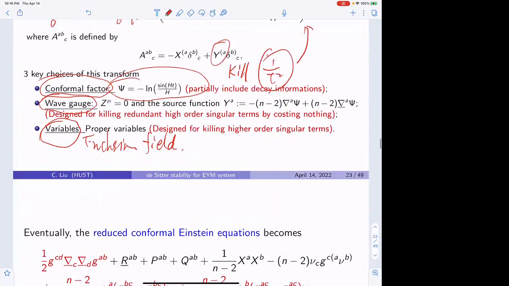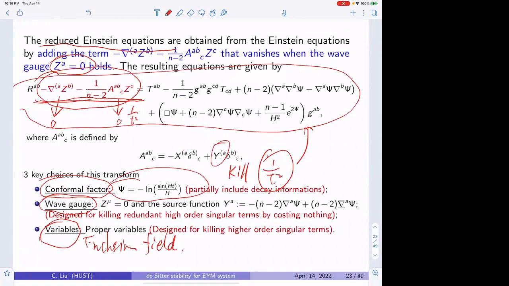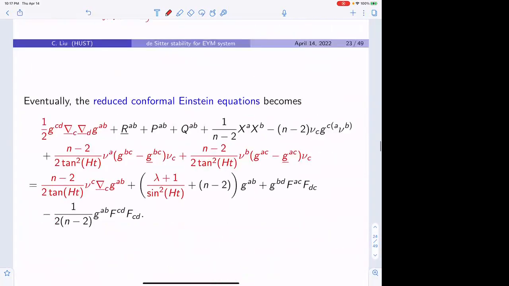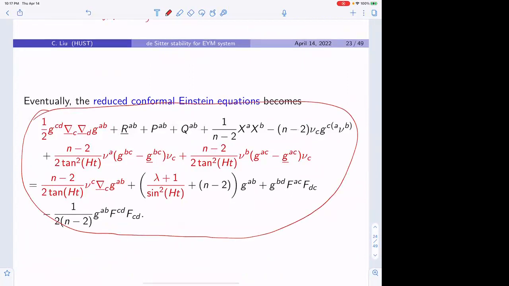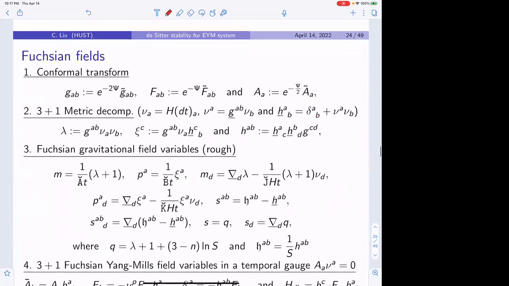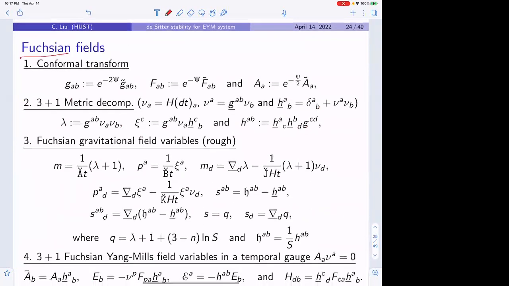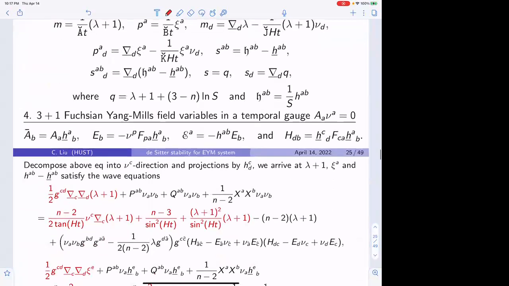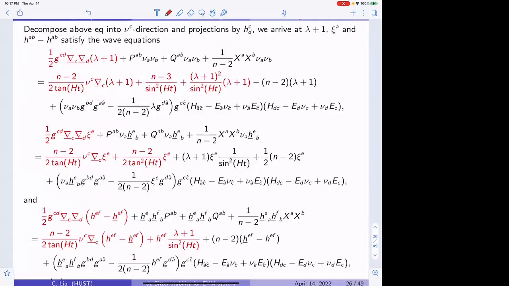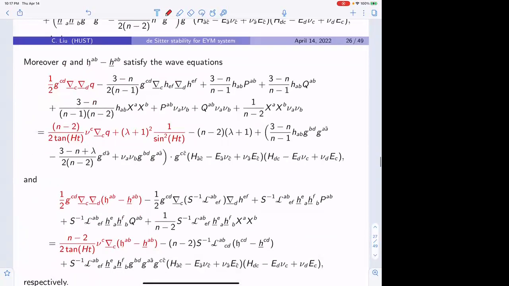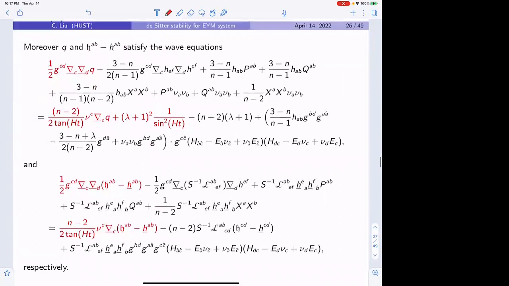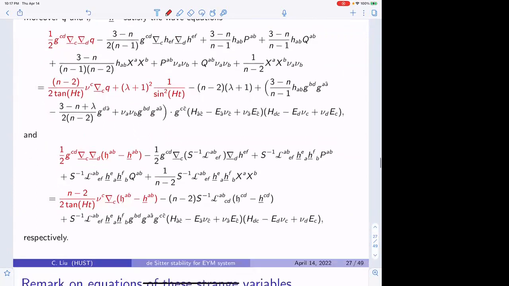Firstly, you can write this conformal Einstein equation in this form. Then do the 3+1 decomposition. Recall the Fuchsian field using the 3+1 decomposition. Then you can decompose the Einstein equation into this system. I just quickly browse this system to give you some feeling. You don't need to care about them much.